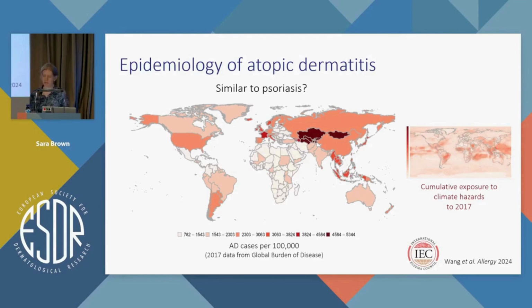And we did a systematic review, looking at data that was available of AD cases compared to this environmental hazard index. And you can see that the cumulative exposure to climatic hazards, multiple different hazards that might increase the risk of inflammatory skin disease, there is a very rough overlap.